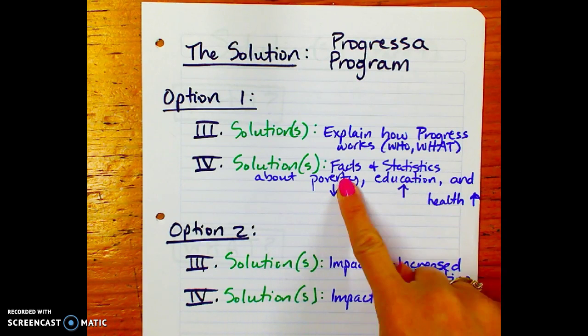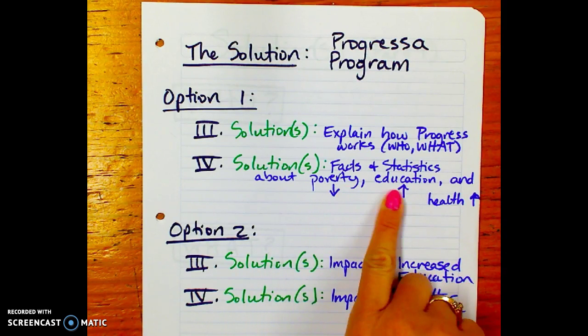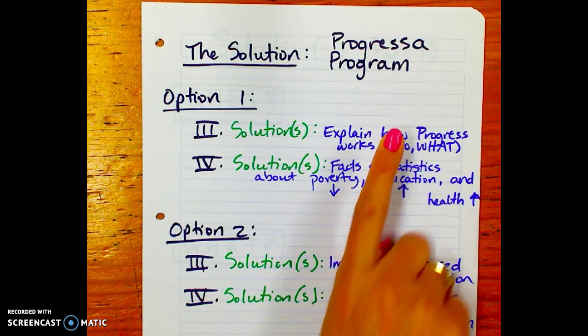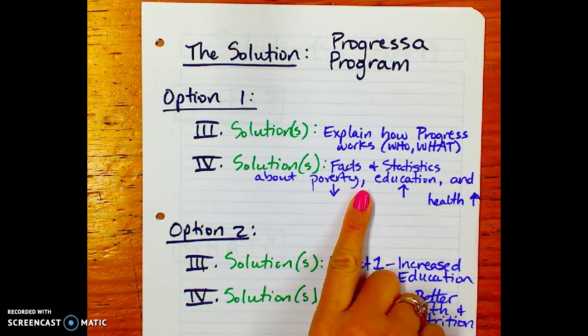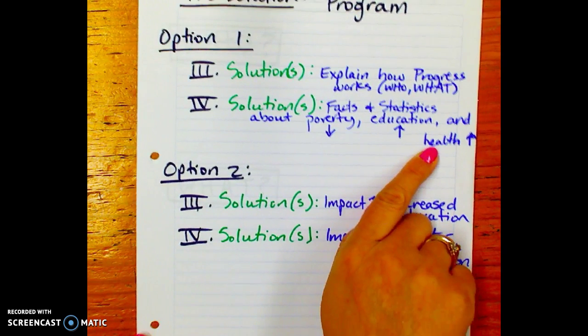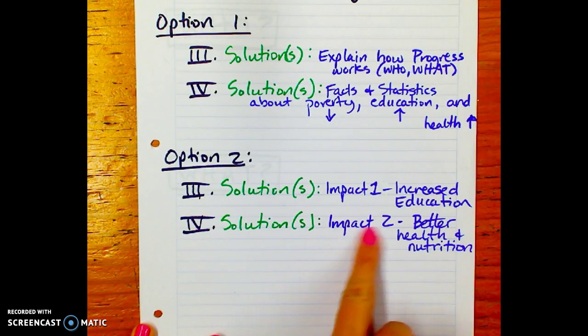I can talk about how poverty is decreasing, education is increasing for families, and health is getting better. So I can go explain how it works and then prove using facts and statistics that it really does. Okay. Now, there's a lot of different ways it impacts, so if I wanted to just break it into impact one and impact two, I could do that.